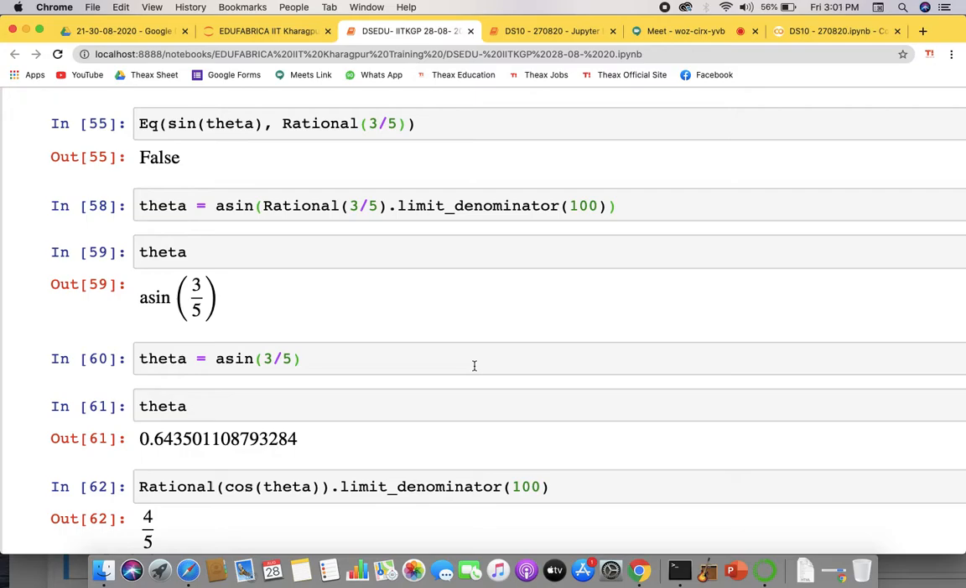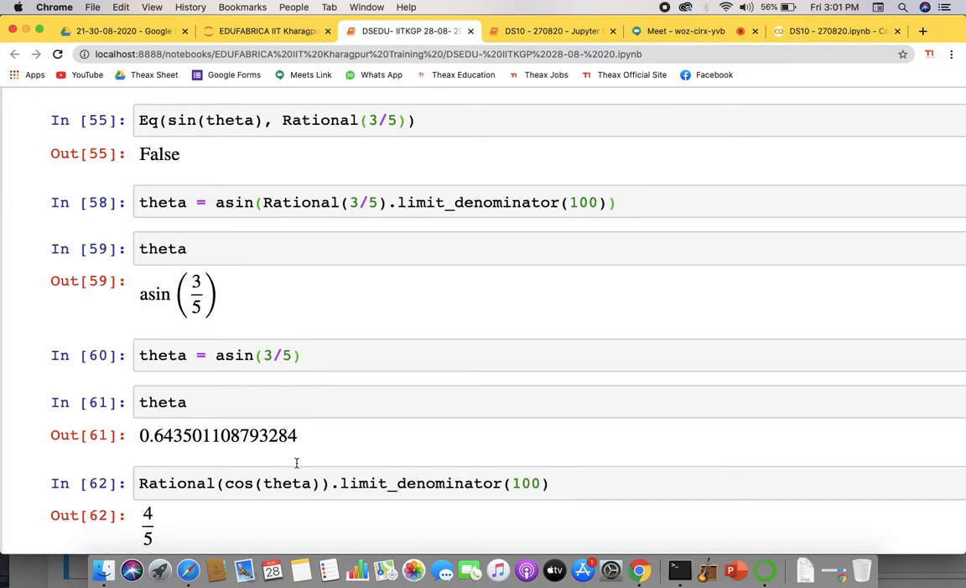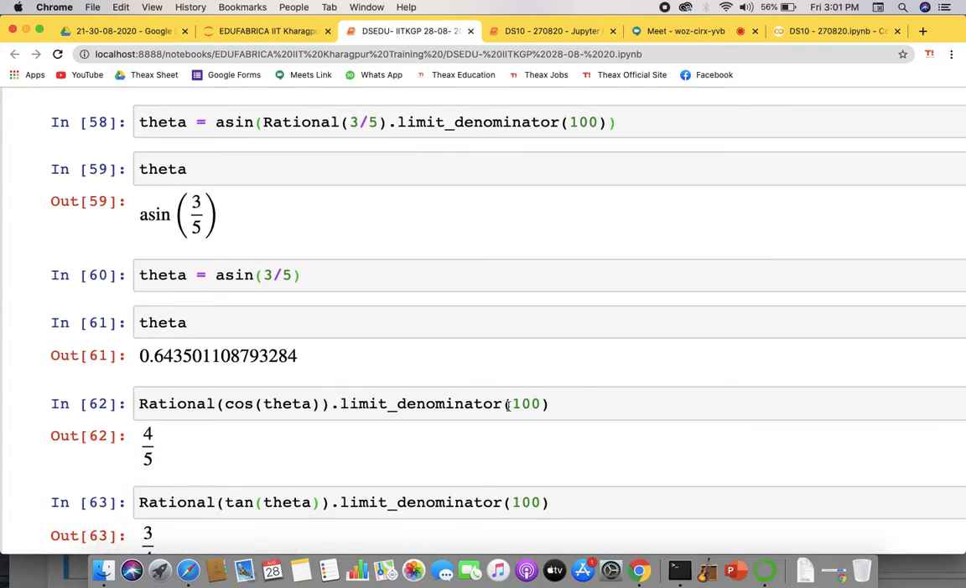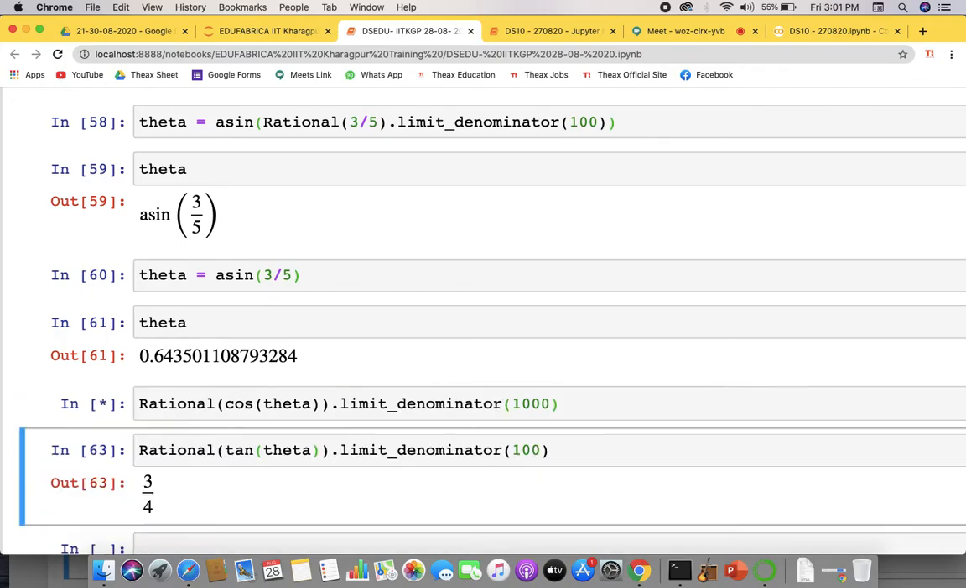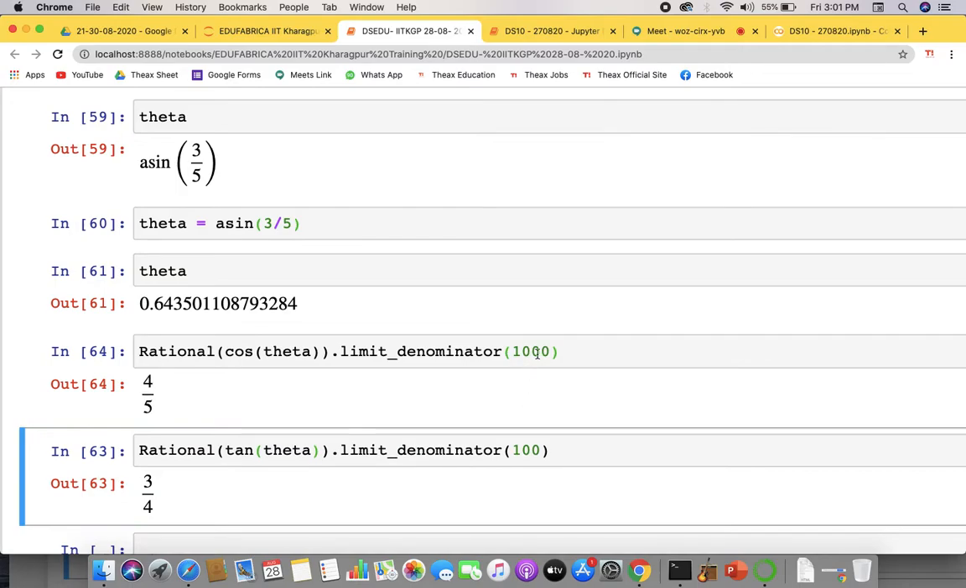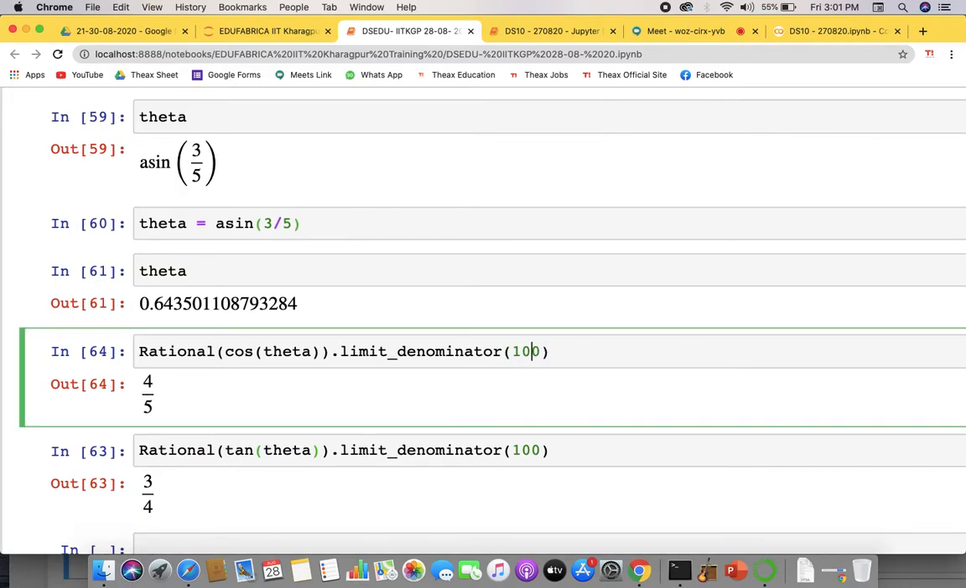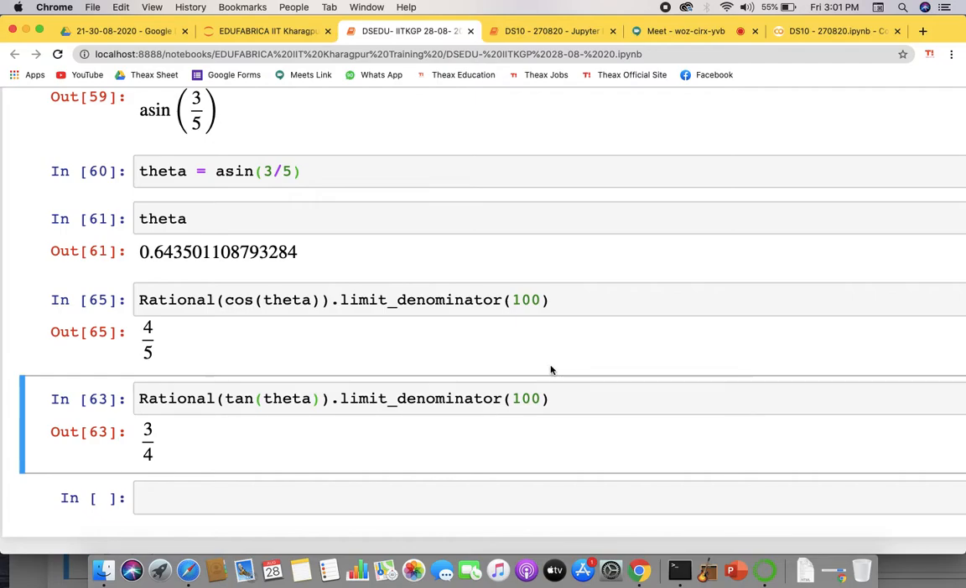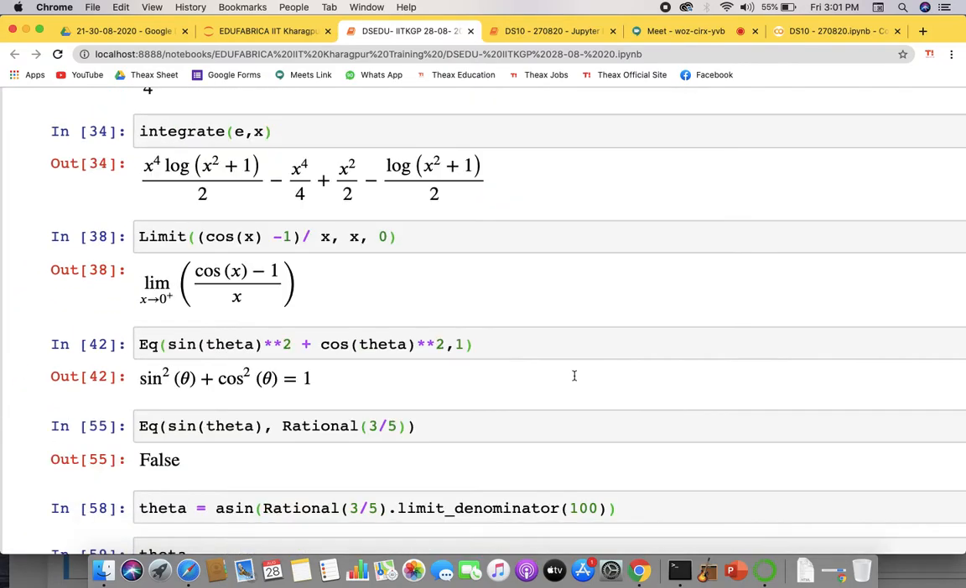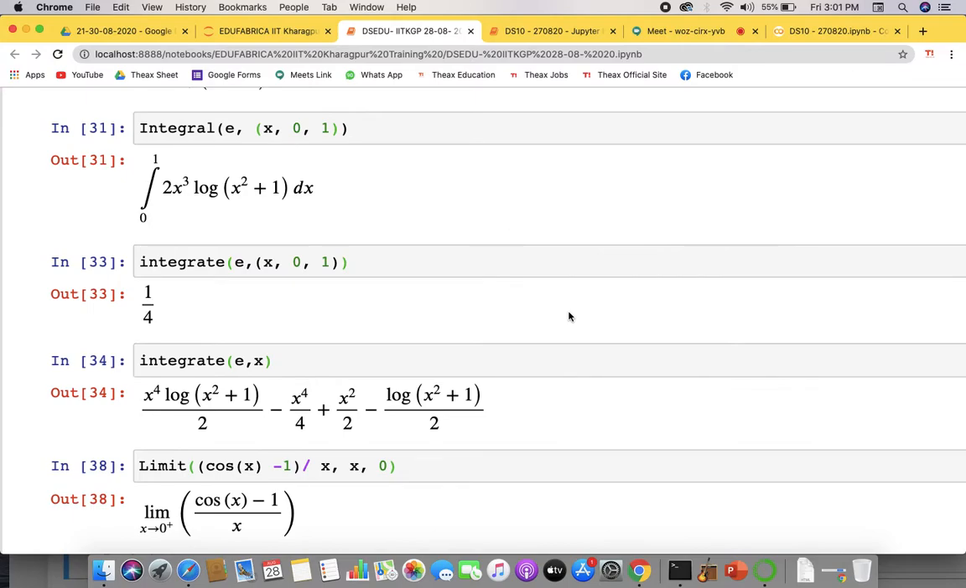While solving the question, you should write what you are doing, which process you are following. Limit denominator is used to get the exact fraction of your number. So if you write 1000 there, that would not affect anything. Whatever number you write, it will give you results. Now, questions would be like this.